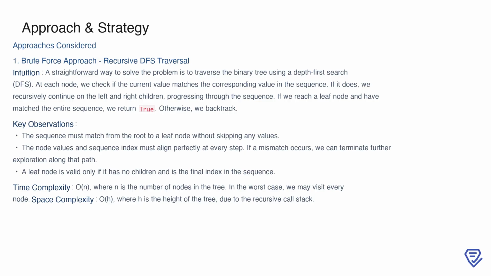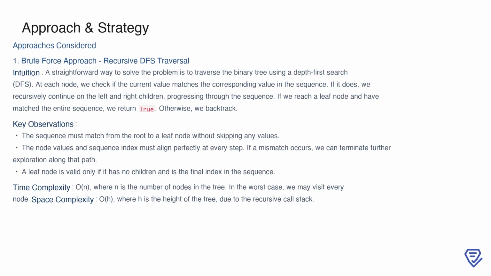If it does, we proceed to its left and right children, advancing the sequence index. If we reach a leaf node and the sequence has been fully matched, we know the sequence is valid, and we return true. On the other hand, if there's a mismatch at any point, we can stop exploring that path.